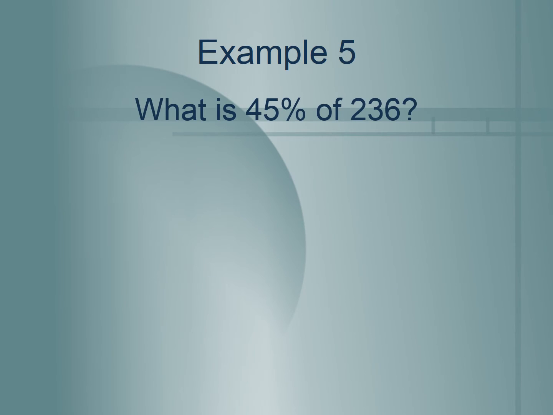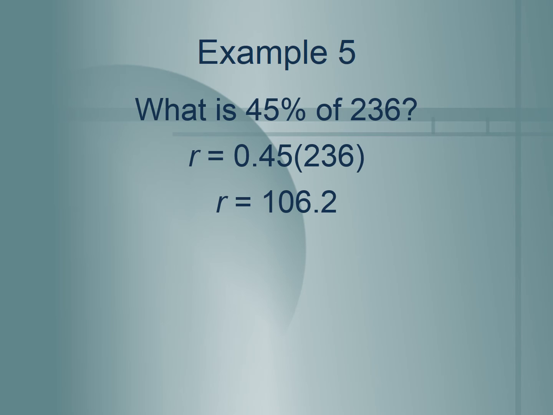Next example, what is 45% of 236? Notice that we need to solve for the part. And we have 45% of our whole. So we have 45% times 236. If we were to set up our formula, we would have R, which is our part, equals 45%, which is 0.45, because we have to convert that to a decimal, times our whole, which is 236. So 0.45 times 236 gives us 106.2, which is our part. So 45% of 236 is 106.2.